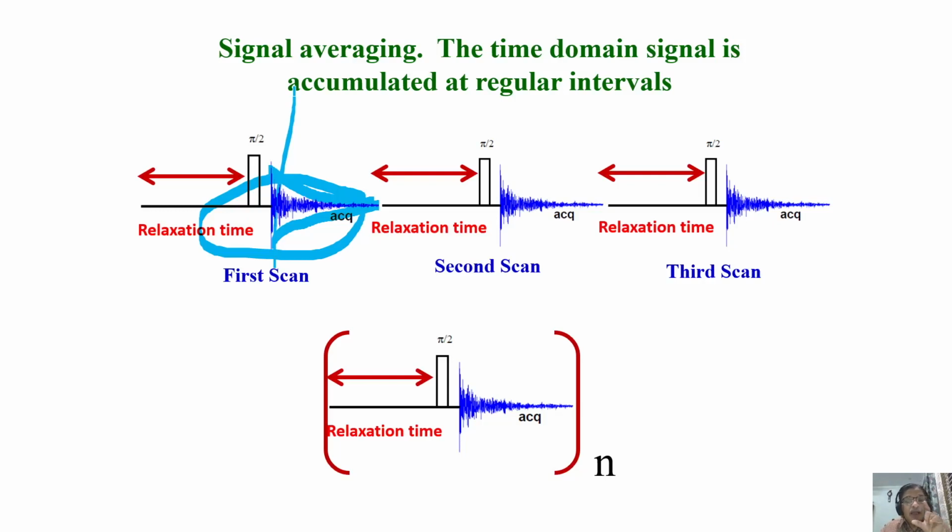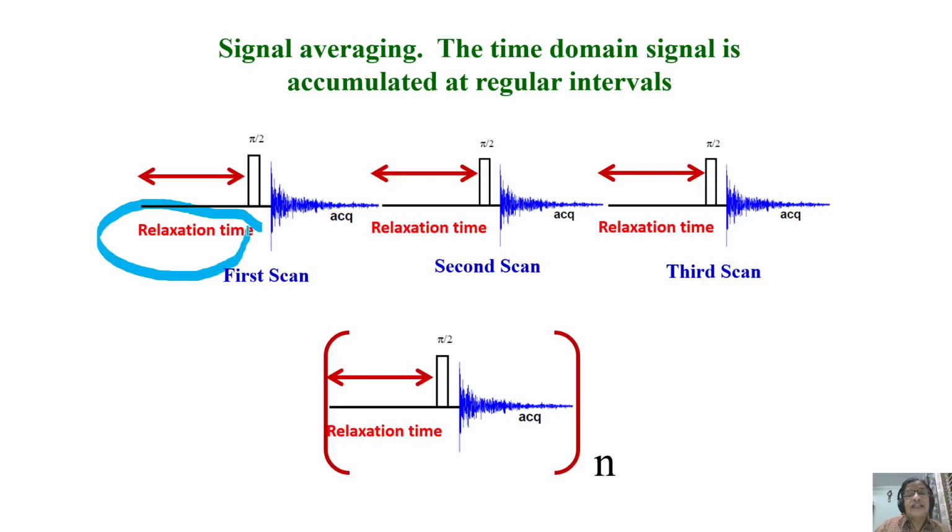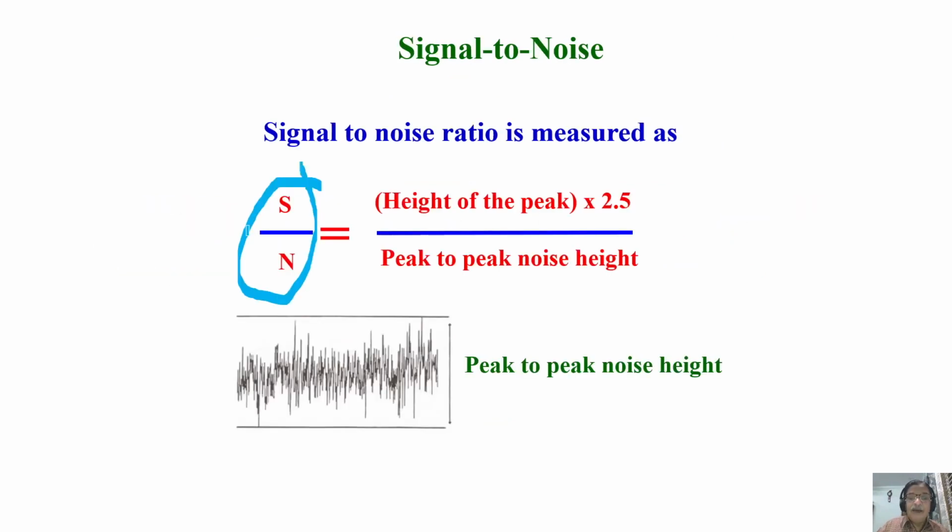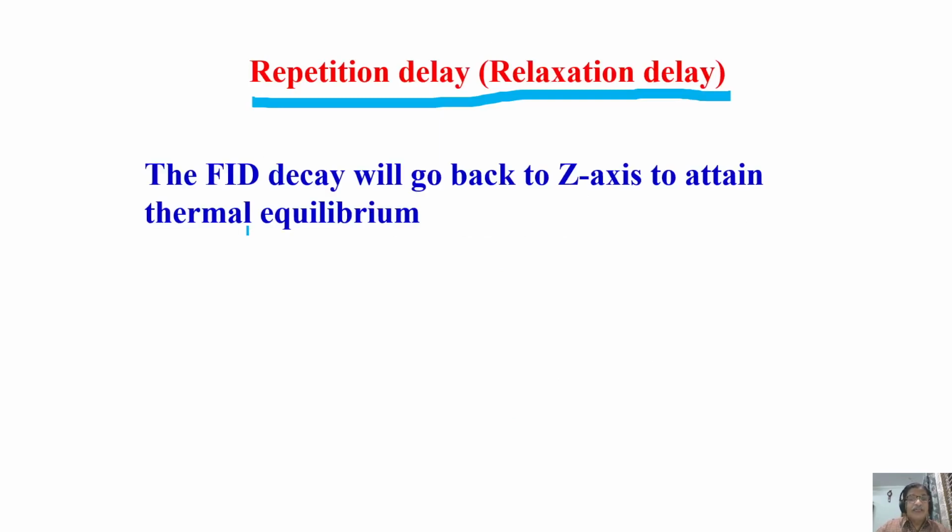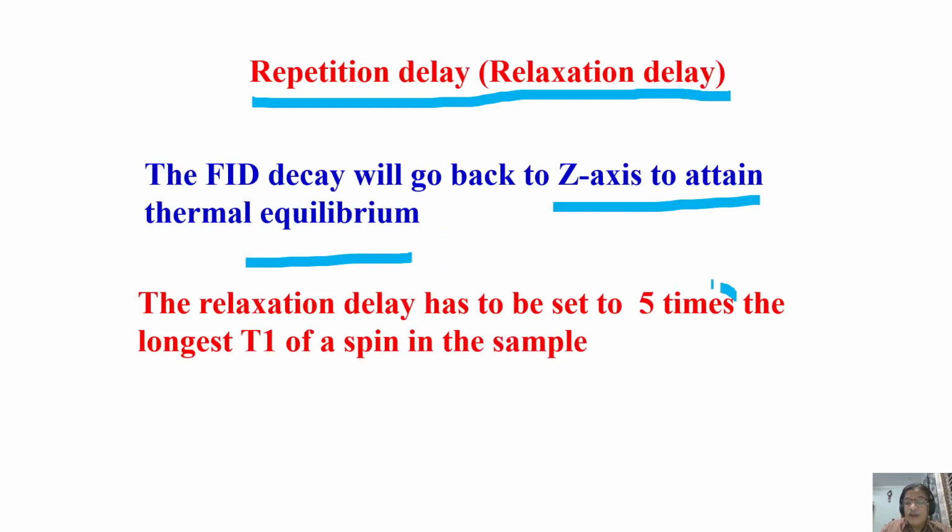Now, I must know how much time it takes for this magnetization to go back to the z-axis and attain thermal equilibrium. The time it requires to attain thermal equilibrium is called the spin lattice relaxation time. That is the one which defines what the relaxation time should be. Remember, the relaxation time should be such that the FID has gone back to thermal equilibrium. In principle, you must wait for 5 times the longest T1.